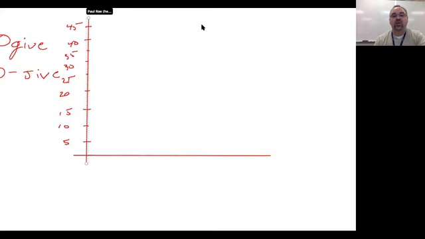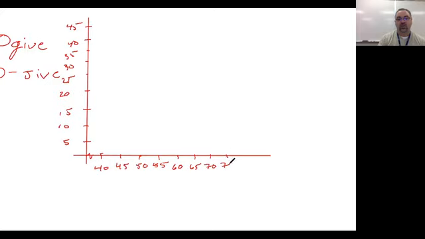And then we go across and we mark off our ages. Now, I'm not going to start at 0, so I'm going to put one of those little breaky things in there. And I'm going to start with my first, go 40, 45, 50, 55, 60, 65, 70, 75. And I'm going to put down a dot for each cumulative frequency now.